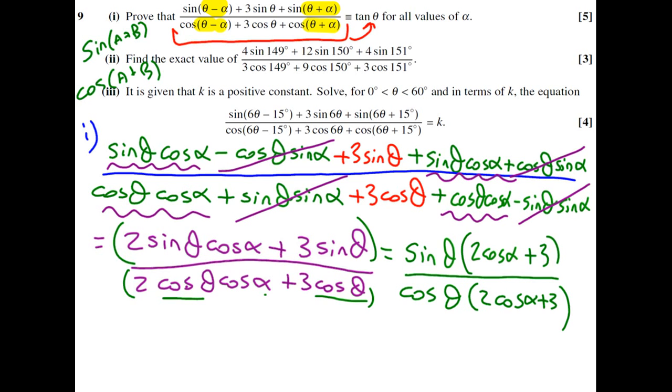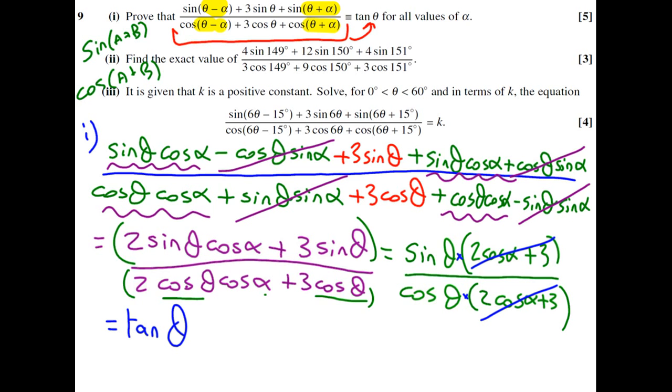Does that look familiar? Yes, it does, because you can now cancel, because this is all multiply and divide here. So you're left with sine theta over cos theta, which equals tan theta, and you've proved it for 5 marks. Now we have to use this formula to do something maybe constructive.